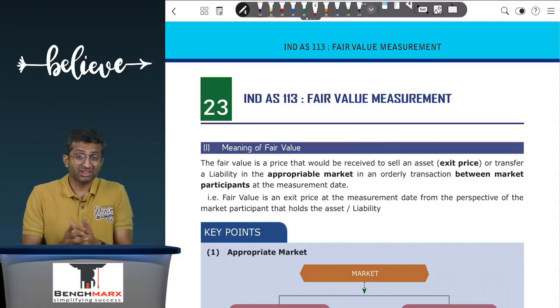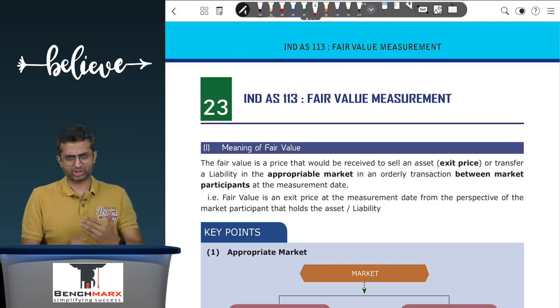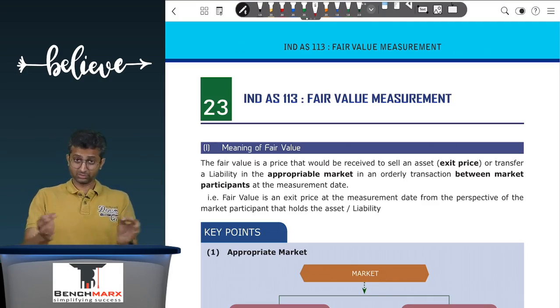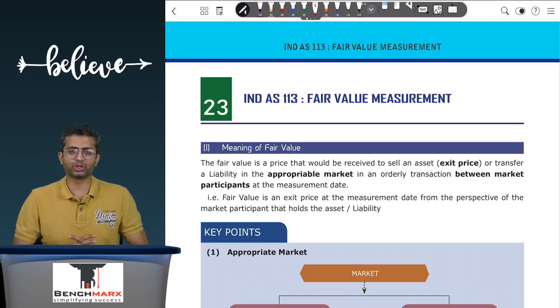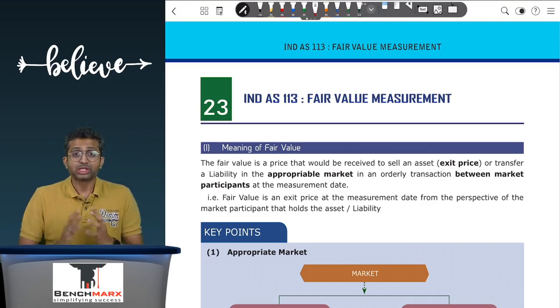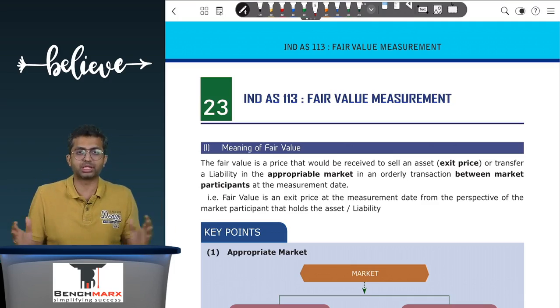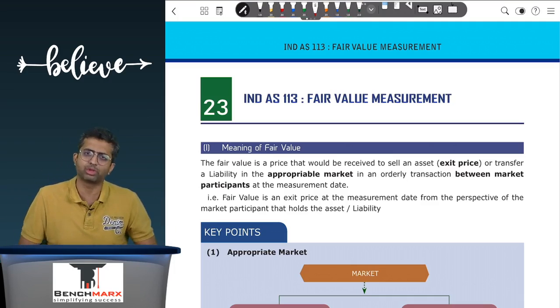Now this is a relatively new standard which was not there in your CA Inter AS, and it was much needed in Ind AS due to the well-known obsession that Ind AS has with the term fair value. So this standard gives you guidance on what are the principles that need to be followed in the fair value determination process.